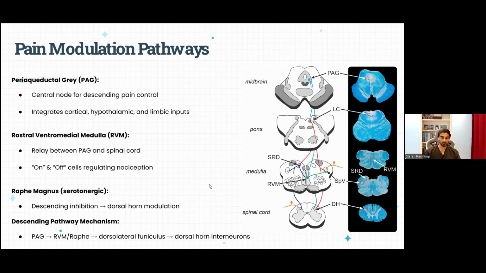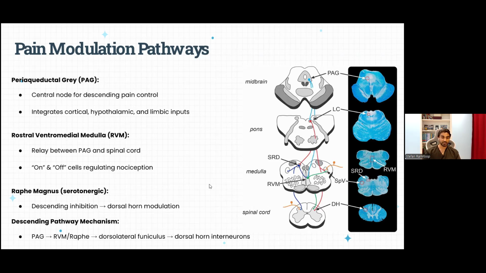From the periaqueductal gray, signals descend to the ventral medial medulla, which acts as a regulatory relay station. And it contains two key cell types, so your on cells and your off cells. So your on cells will facilitate nociceptive transmission, while your off cells inhibit it. So balance between these populations sets the overall tone for pain processing.